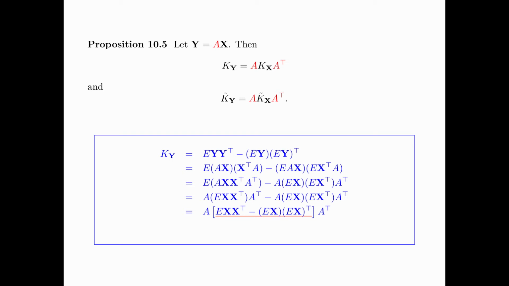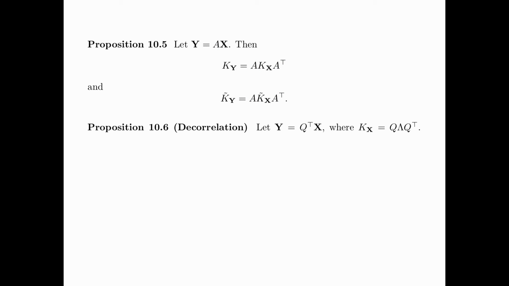Now inside the square bracket, we have the expectation of x times x transpose minus the expectation of x times the transpose of the expectation of x, which is K sub x, the covariance matrix of the vector x. This proves the first part of the proposition. The proof for the second part of the proposition is similar, and it is omitted.